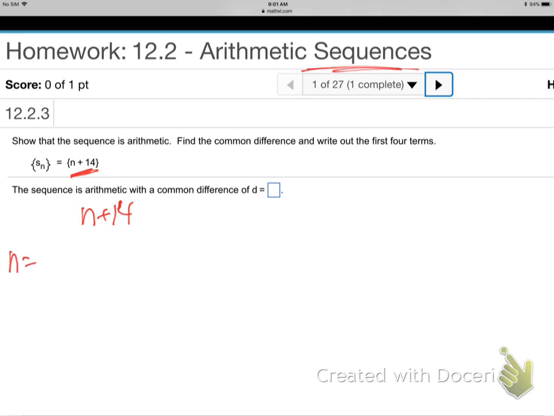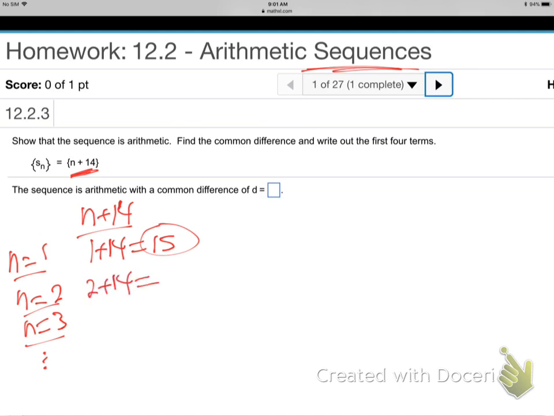So in other words, I'm going to plug in 1. I'm going to plug in 2. I'm going to plug in 3, etc. And see what we get. Plug in 1 to the formula. What do you get? 1 plus 14, 15. That's the first number in the list. Plug in 2. 2 plus 14, 16. It's the second number in the list. Plug in 3. 3 plus 14, 17, etc. So you don't plug anything in between the whole numbers, right? You only plug in 1, 2, 3, 4.